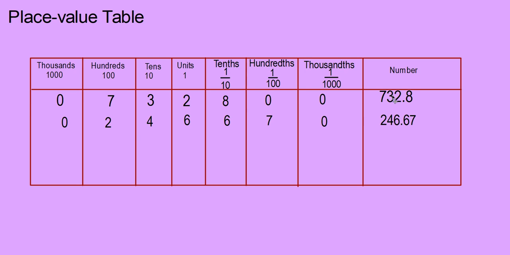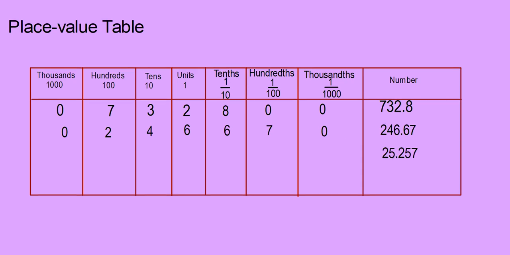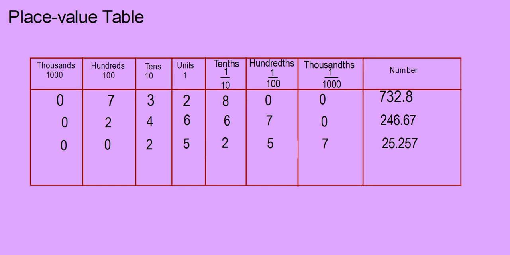When you write a number in a place value table, the blank place you can fill with a 0. Now the number is 25.257. Do write it in a place value table. As you can write 0 in thousands, 0 in hundreds place, 2 in tens, 5 in units, tenths place you can write it as 2, hundredths place you can write it as 5 and thousandths place you can write it as 7.